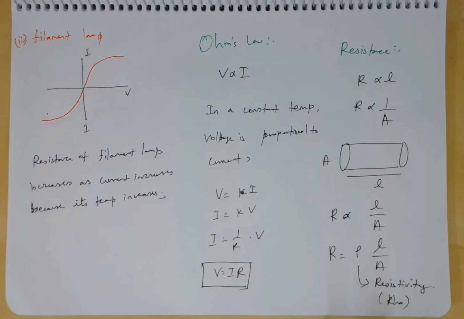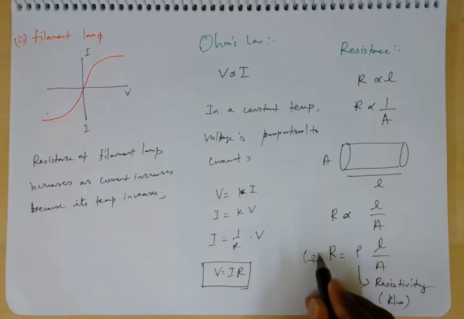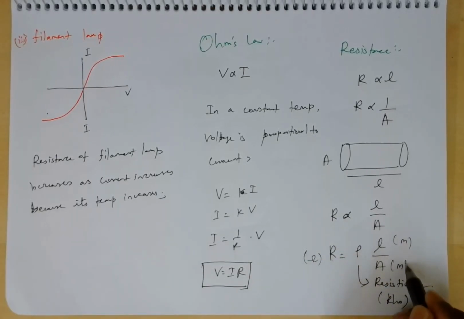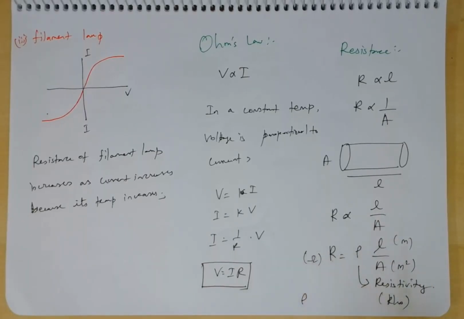Okay. Can you find the unit of rho? First, no need to find the SI base unit. Just tell me, R is measured in ohms, L is measured in meter, A is measured in meter square. Tell me what is the unit of resistivity? So it's ohm meter. So resistivity unit is ohm meter.